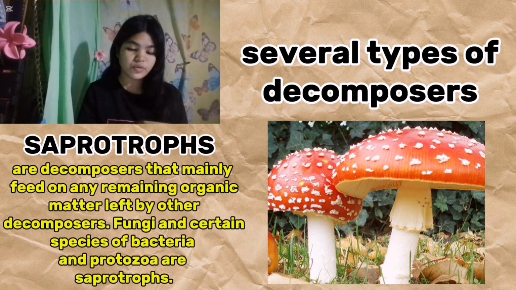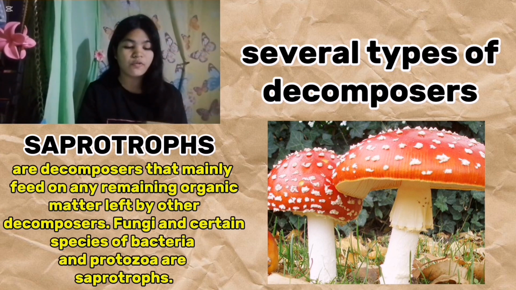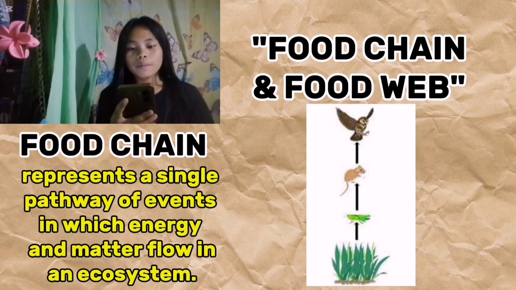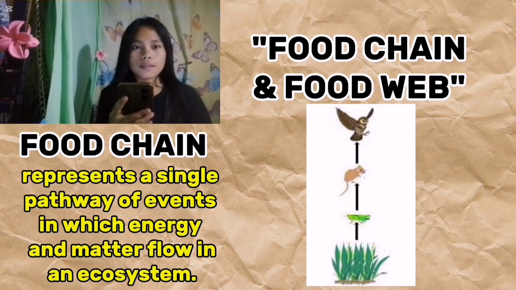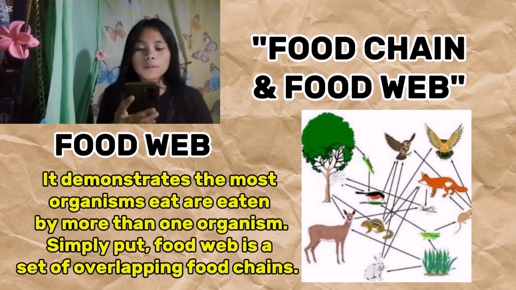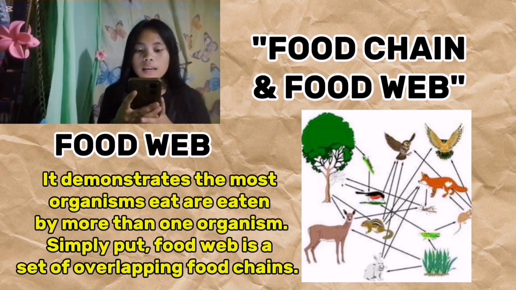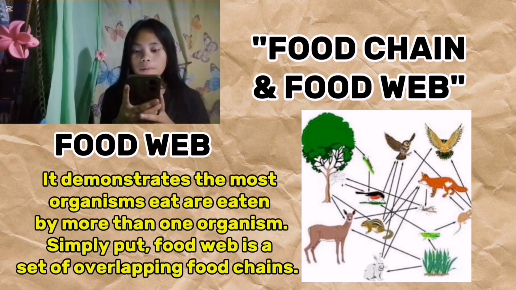Saprotrophs are decomposers that mainly feed on any remaining organic matter left by other decomposers. Fungi and certain species of bacteria and protozoa are saprotrophs. A food chain represents a single pathway of events in which energy and matter flow in an ecosystem. A food web demonstrates that most organisms are eaten by more than one organism. Simply, a food web is a set of overlapping food chains.